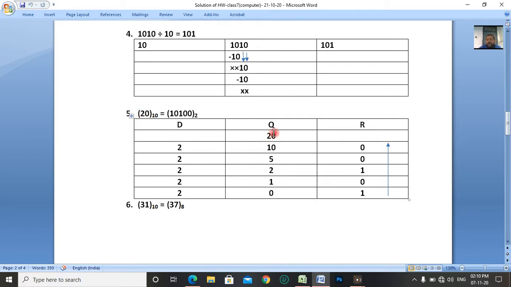The number 20 will be divided by 2 only. See here the 2 is given. When we divide 20 by 2, it will be 10, and the remainder will be 0. Again we divide 10 by 2, it is 5, and the remainder will be 0. Now again we divide 5 by 2, it is 2, and carry over 1, that is called the remainder. Now again 2 is divided by 2, it is 1, and the remainder will be 0.